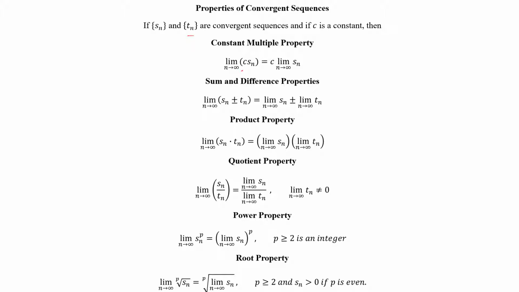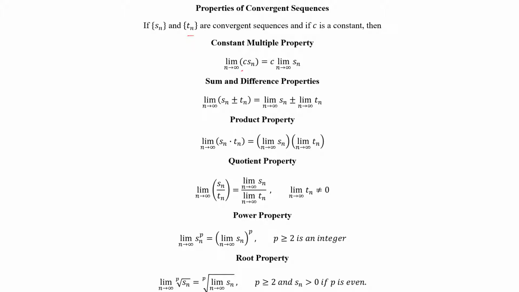Product property, multiplying two sequences. Again, we'd multiply the first terms, the second terms, the third terms, etc. We would multiply the limits to get where they go. Same thing with quotients, as long as the denominator doesn't equal 0, because bad news happens then.